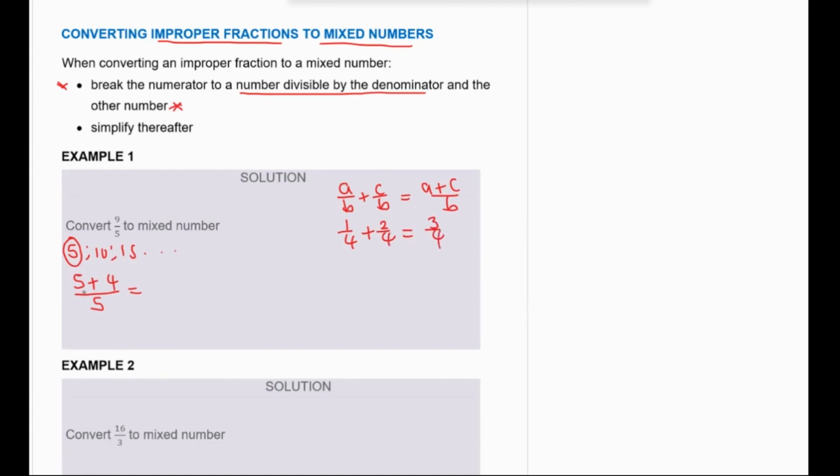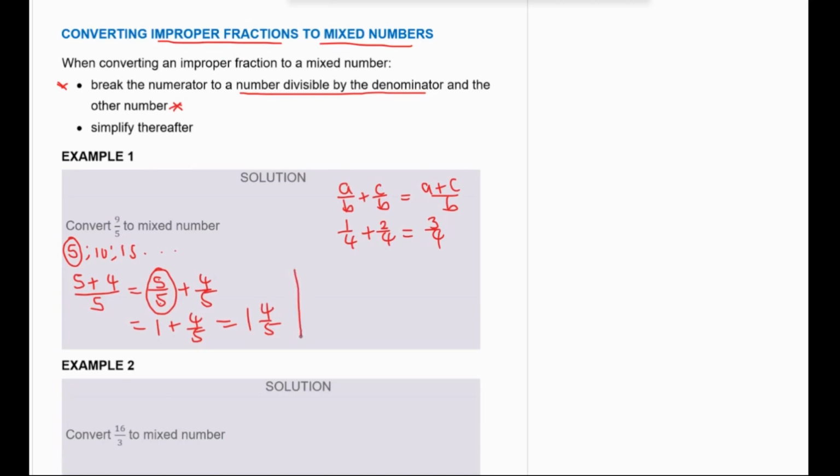See that? So now, this 5 plus 4 over 5 can be broken into 5 over 5 plus 4 over 5. And then this 5 over 5 will give us a whole number, which is 1. 5 divided by 5 is 1. And then we have 1 plus 4 over 5, which is equal to 1 and 4/5. We have managed to convert 9 over 5 to a mixed number.